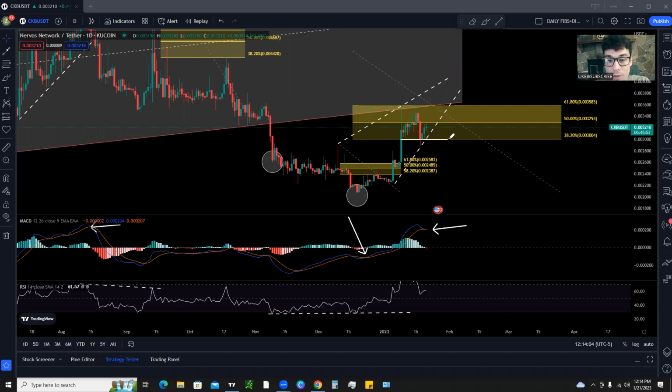Now notice how well we're respecting the levels right now. So we bounced off of 0.003004, okay, and we're currently battling 0.003294 as resistance. These levels have been well respected here and here. And the reason being is because about 70% of trading is done by algos, whether you believe it or not. So this is true in the stock market and the cryptocurrency market.